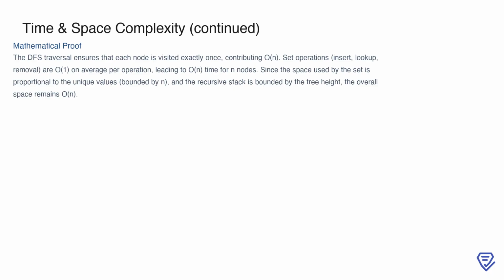Set operations, including insertion, lookup, and removal, are O(1) on average for each node, so for n nodes, set operations also total n. Altogether, the time complexity is n. On the space side, the set used for storing unique values requires space proportional to the number of unique values, which is at most n. Meanwhile, the recursive call stack space usage depends on the tree height, which is n in the worst case. Thus, the overall space complexity remains n, combining both the set storage and the call stack depth.